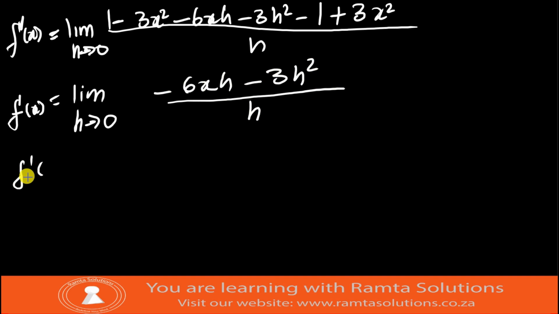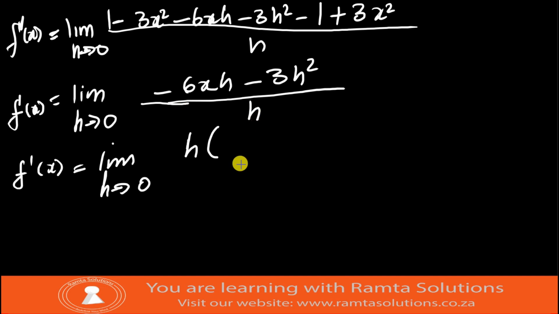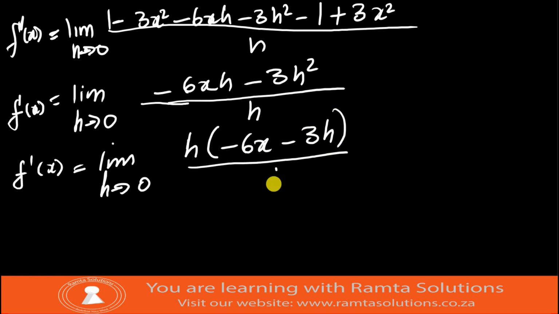As you can see, you now have a common factor, right? What is your common factor? Maybe let me take it as h, not negative h per se. I just want to take it as h. I do understand you can say negative 3h, it's okay, but there's no need. Why I'm saying that is because the h will cancel with the h in the denominator. So we'll say minus 6x minus 3h all over h.